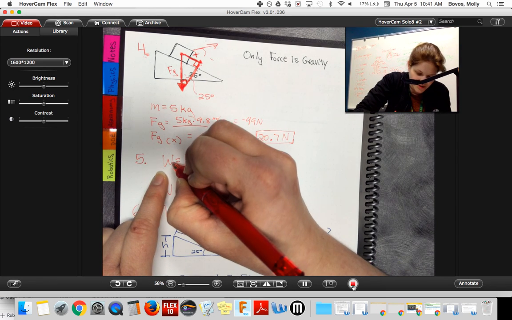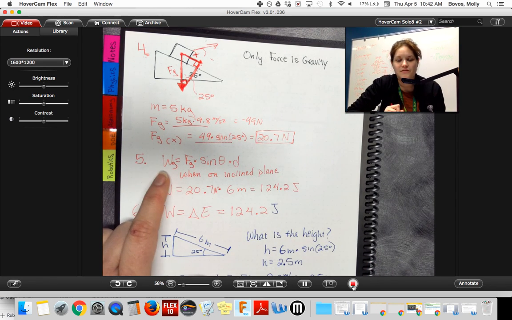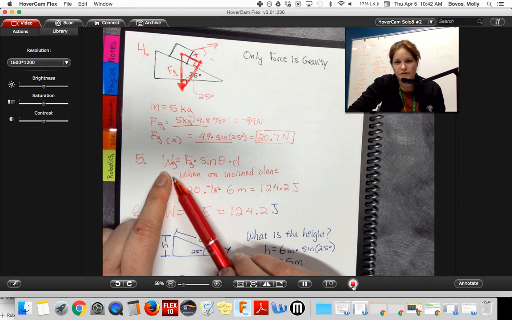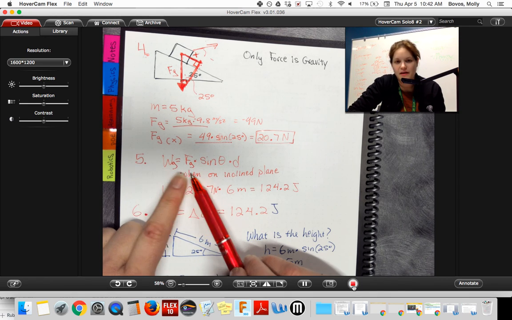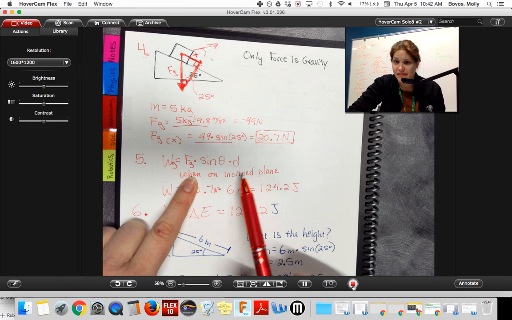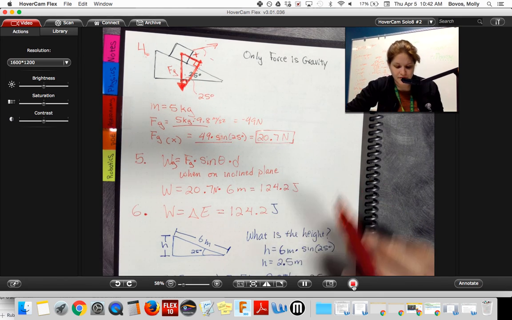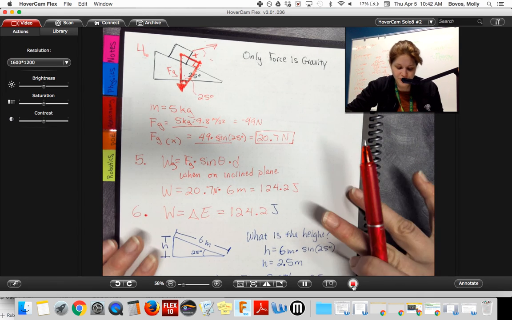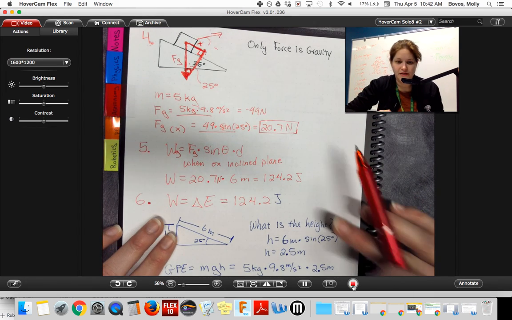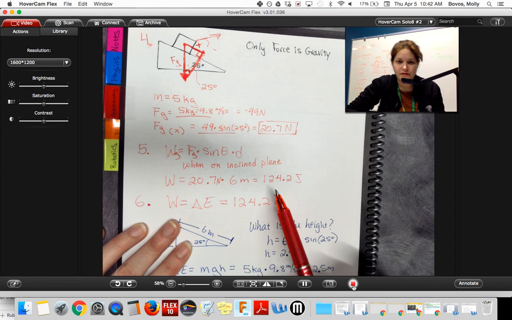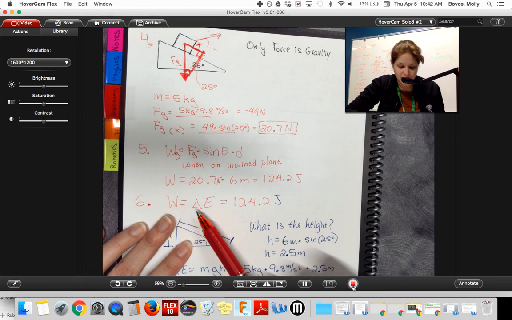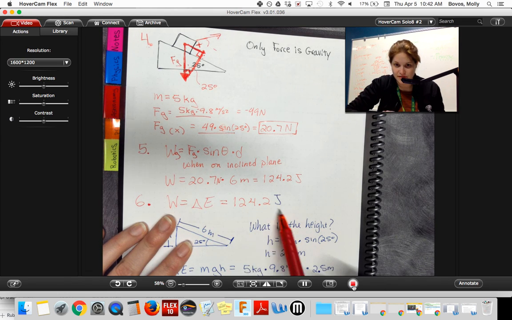That's a little g, it's not supposed to be a y. Here we go. So if I want to know how much work gravity is doing on an inclined plane, I can pretty much figure out like this. Okay, and that's why. From there, you should be able to figure out that, well, yeah, okay, if my work is this much, I did that times my 6 meters to get this many joules, then my change in energy should be this much.